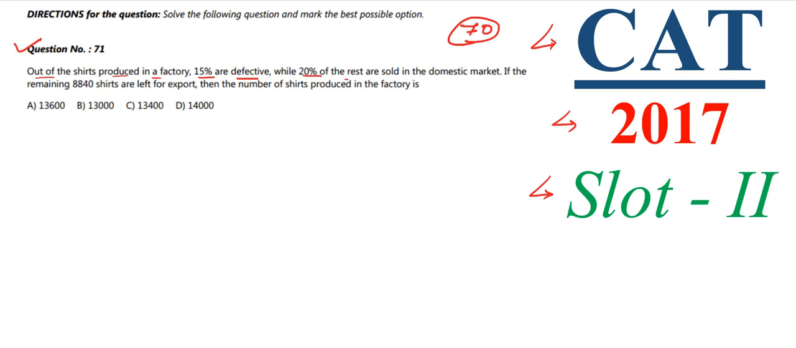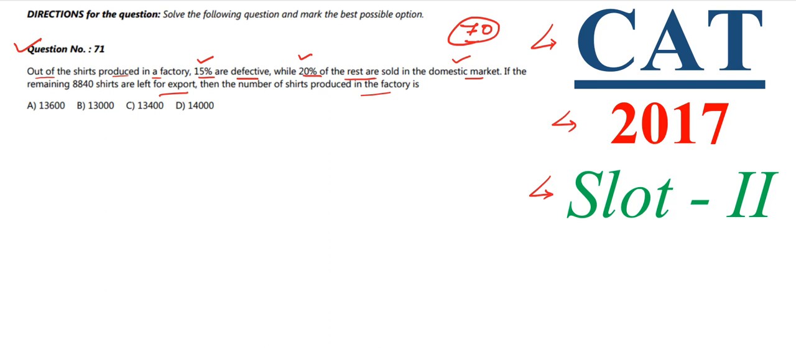20% of the rest are sold in a domestic market. So here we are talking about a factory which produces shirts, out of which 15% are produced defective, while out of the remaining, 20% are sold in the domestic market. So if the remaining 8,840 shirts are left for export, then the total number of shirts produced in the factory is?